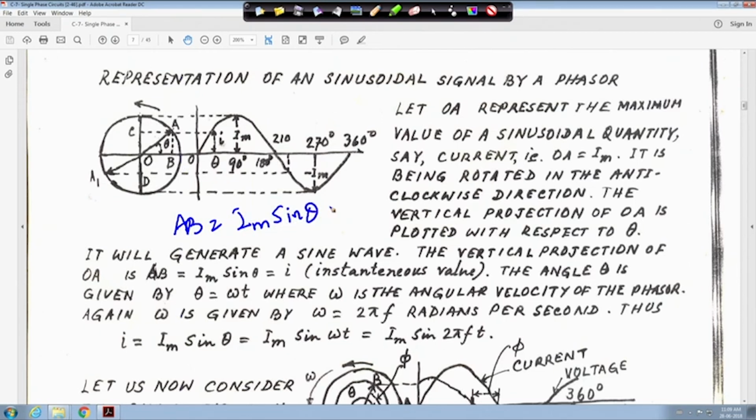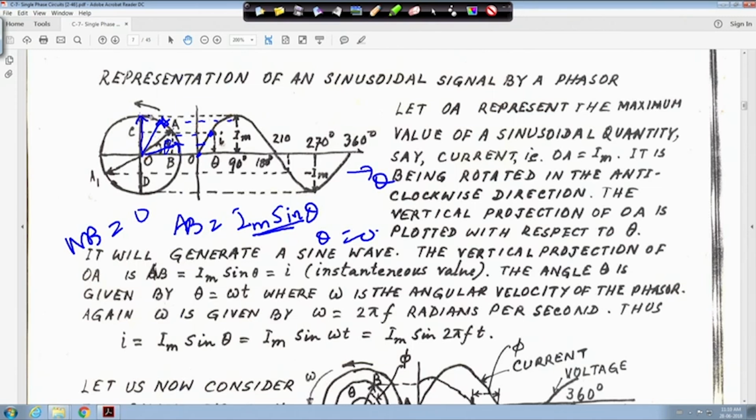Now when theta is equal to 0, then AB is equal to 0. So make a projection when theta is equal to 0. This is the origin, here it is starting. Now if you take another value of theta, say this angle is theta, for which AB is equal to Im sin theta, you take another point here. Similarly for somewhere here you can take another point, as theta is increasing. When OA comes here, you take another point here.